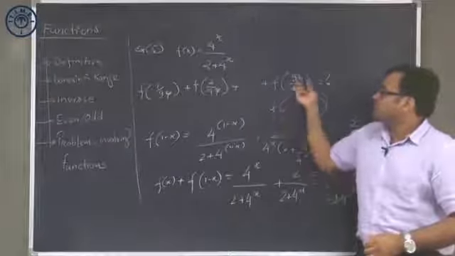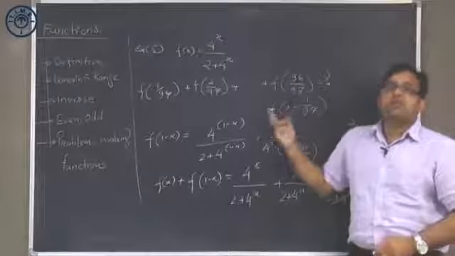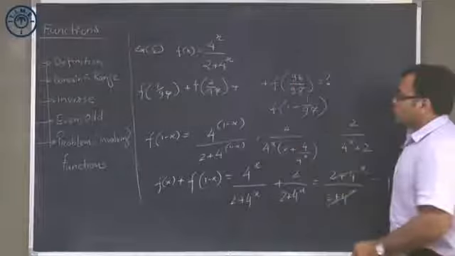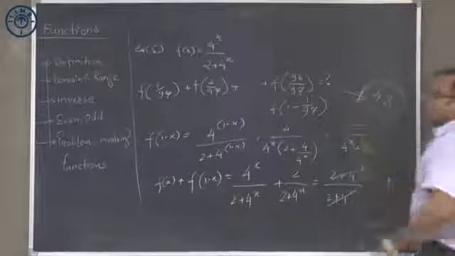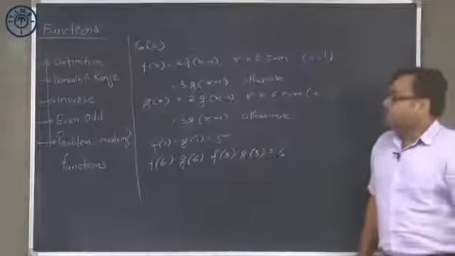Overall, how many terms are there? 96. 96 upon 2, 48. So overall 48 such pairs will be there. That will be your sum. Answer is 48. Next question.